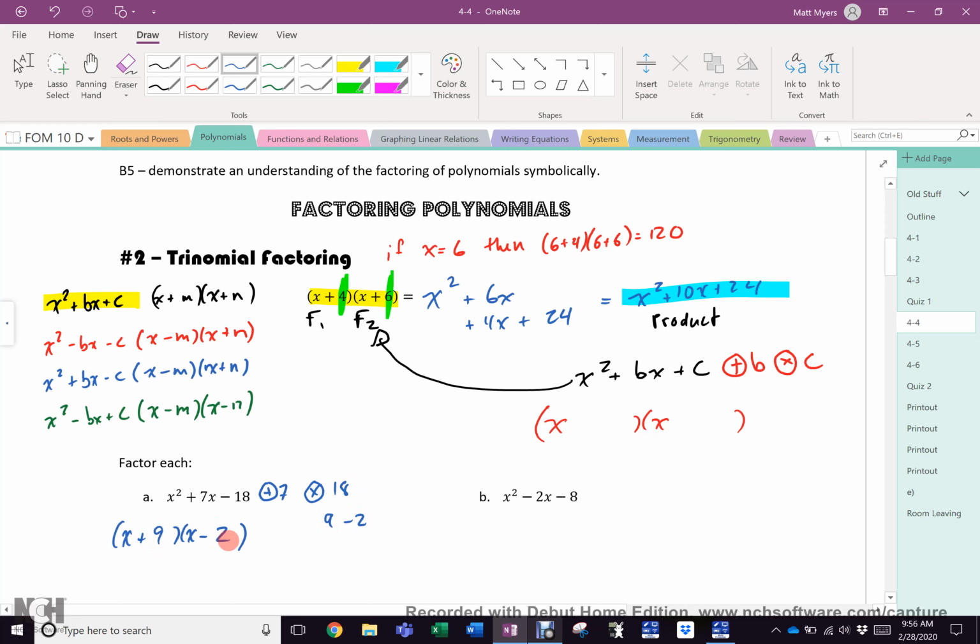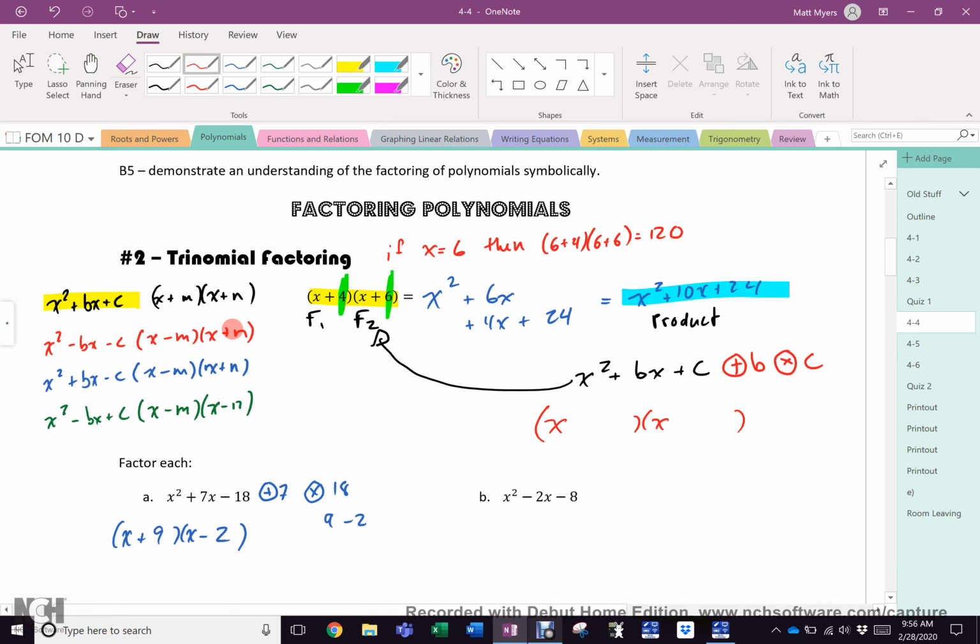And then I check. X times x is x squared. Negative 2 plus 9 is positive 7. 9 times negative 2 is negative 18. Does everyone see how easy this is? Does anybody have a question? It's pretty simple, yeah? So let's look at this one. It's negative, negative. So, what do I automatically know?